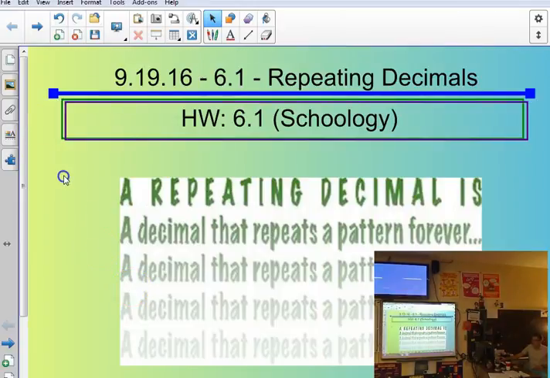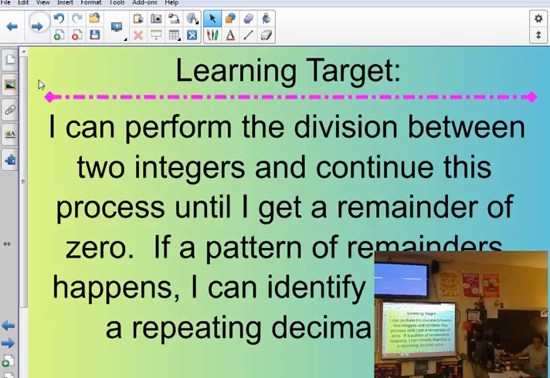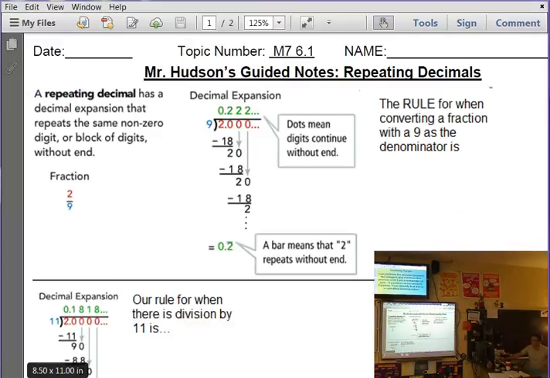All right, so we are in 6-1 today talking about repeating decimals, and here's our learning target. I can perform division between two integers and continue this process until I get a remainder of 0, or if we see that there is a pattern of remainders, that tells me that what we have is a repeating decimal, and then we can notate that in the repeating decimal form.